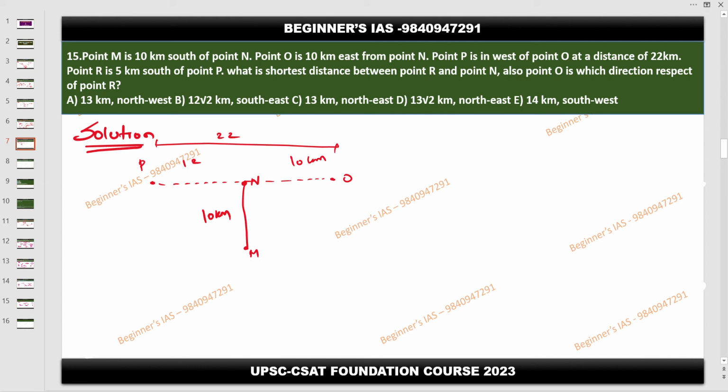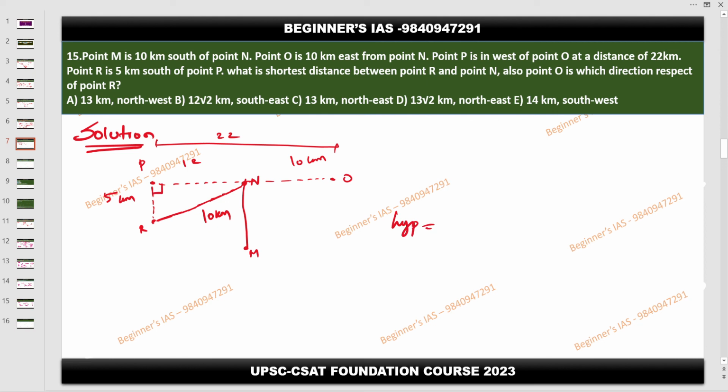Point R is 5 km south of point P. So this is half the distance here. So this is R, 5 km. What is the shortest distance between R and N? So this is only what you need to identify. According to the Pythagoras theorem, 13 will be there. How? You need to apply the Pythagoras theorem.